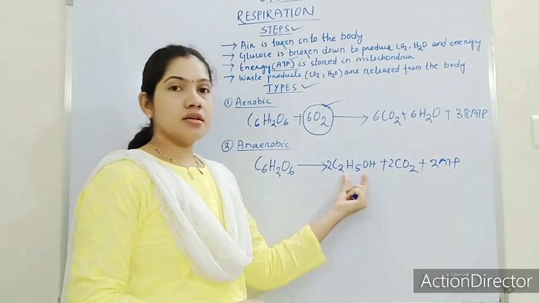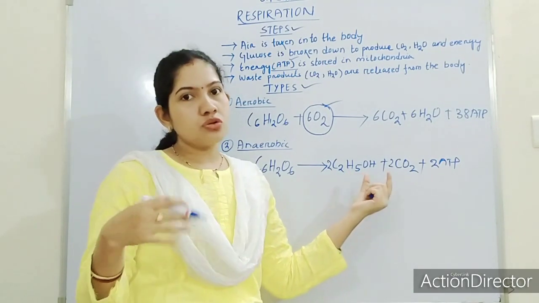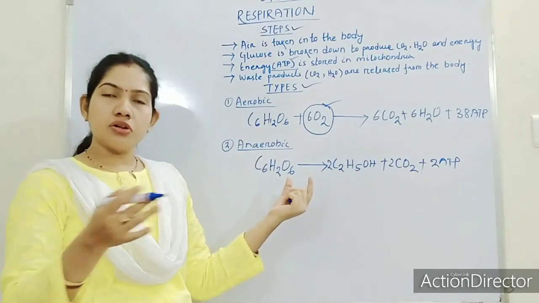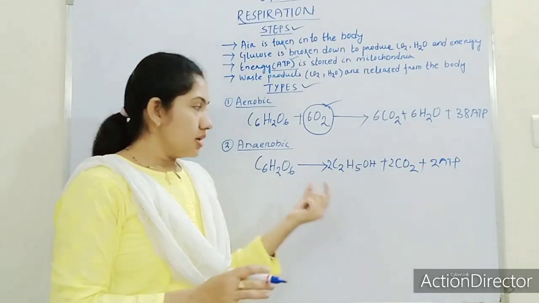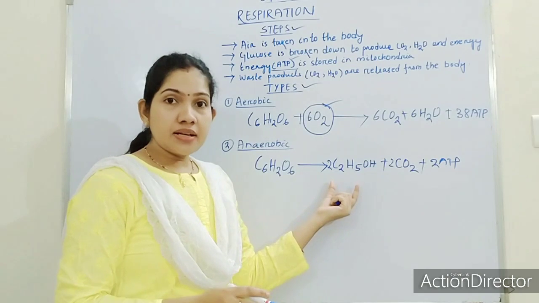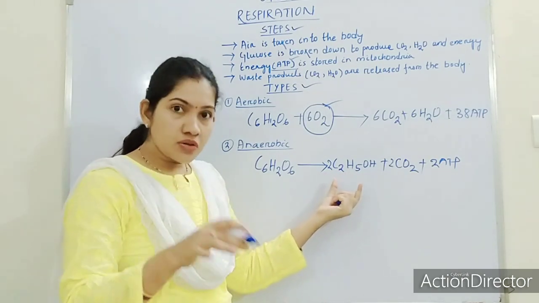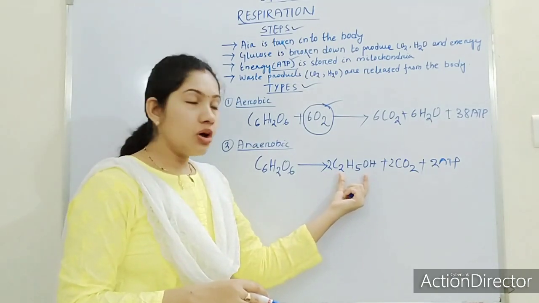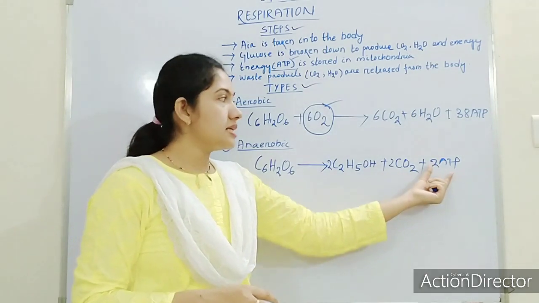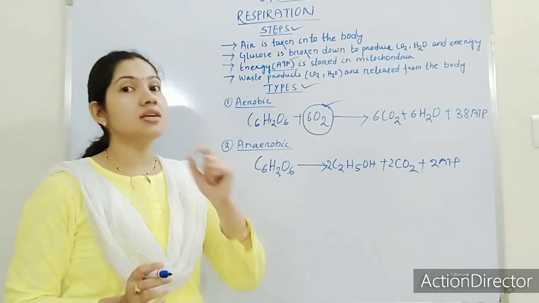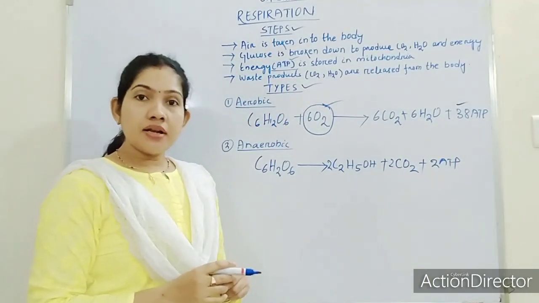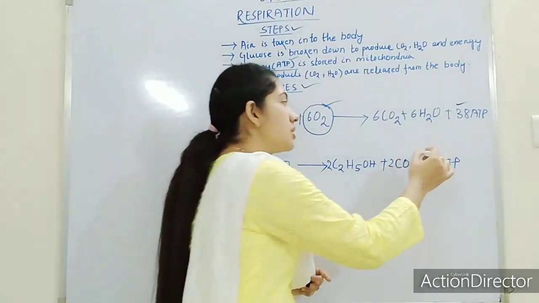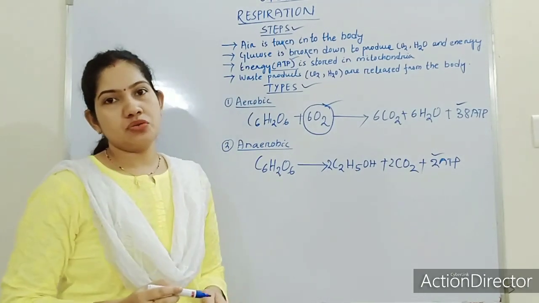Alcohols are of various kinds, ethanol and others. You will read it in higher class. Just remember alcohol. So glucose will break down in absence of oxygen to produce alcohol, carbon dioxide and ATP, and you can find a significant difference. Here the number of ATP produced is 38, but here only two ATPs are produced.